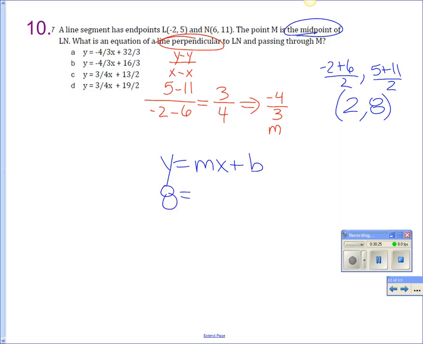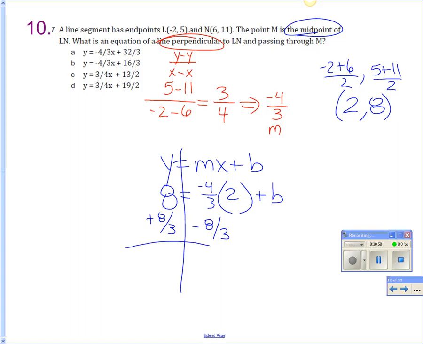Very good, Rebecca. Destiny, what is my m? Elizabeth, what's my x? 2. Very good. Okay. When you do that in the calculator, you get negative 8 over 3, which is fine. Move it over here, make it positive. You can type that in your calculator. 8 plus 8 divided by 3 is how you type that in. Math, enter, enter. Allison, what do you get?